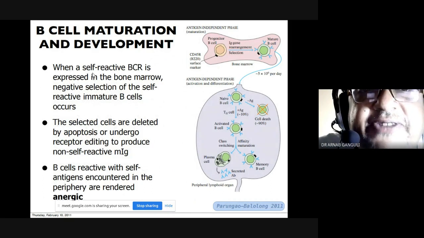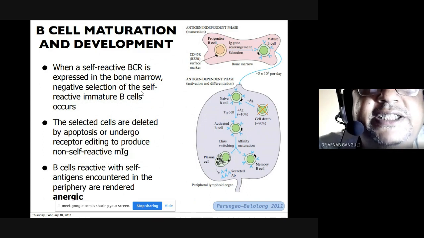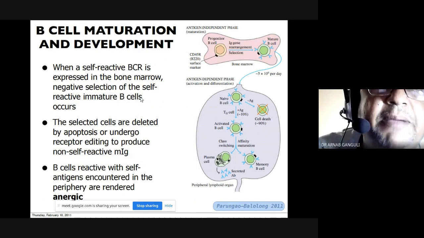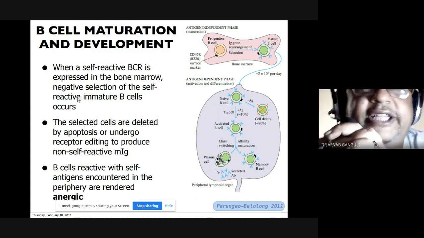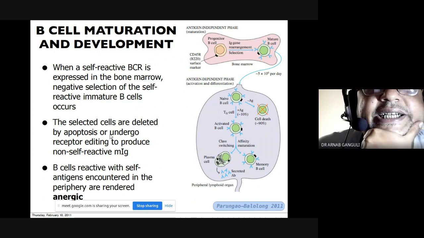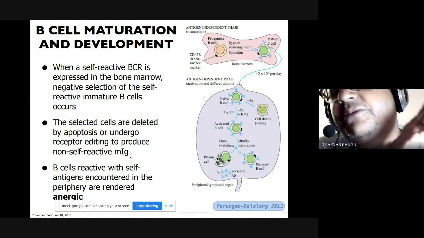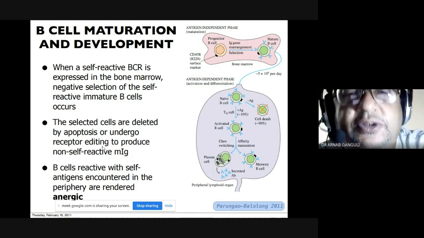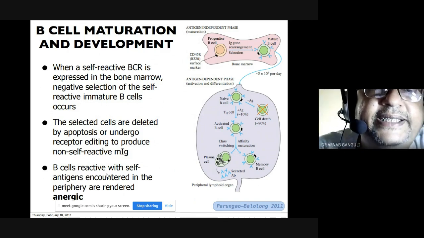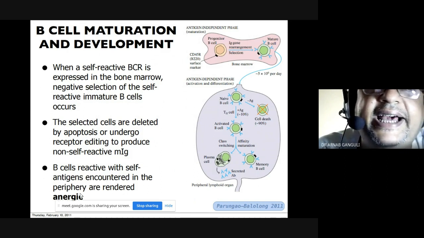So when a self-reacting B cell receptor is expressed in the bone marrow, negative selection of the self-reactive B cells occurs. The selected cells are deleted by apoptosis or undergo receptor editing to produce a non-self receptor, membrane-bound immunoglobulin. B cells reactive with self antigens encountered in the periphery are rendered anergic.